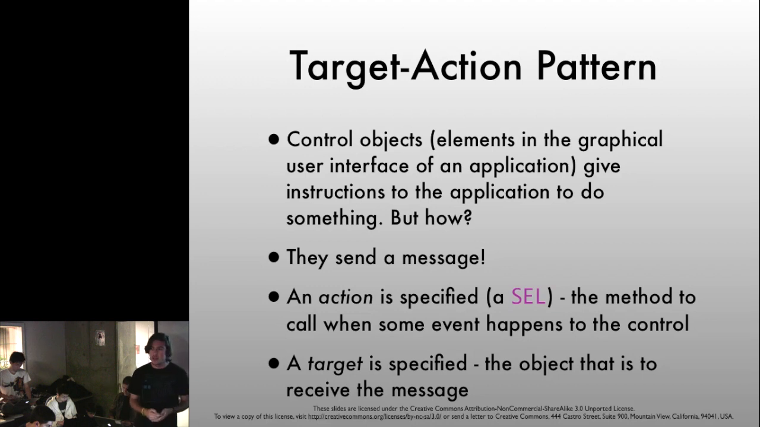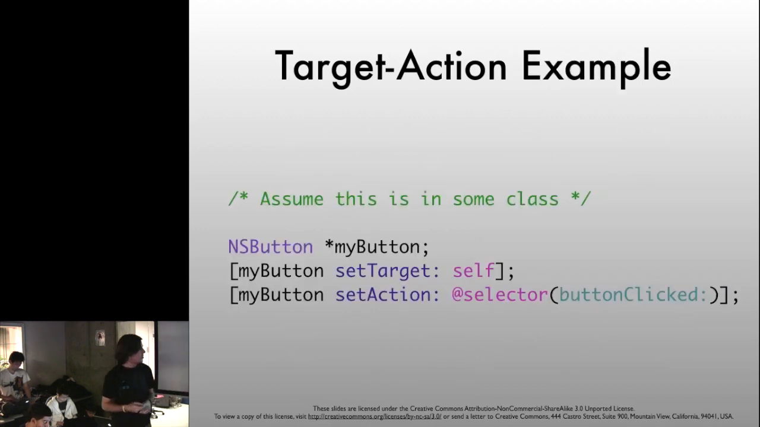This is just the most common use case of selectors, to select methods when something happens to a user interface element. So here's an example. Suppose we have some button, and we want to call the method buttonClicked every time the button gets clicked. Assuming we've defined this method buttonClicked in this class, we can say send the message to self, and the message to send is the selector buttonClicked.